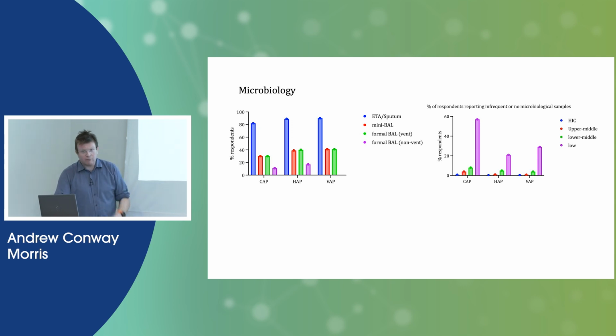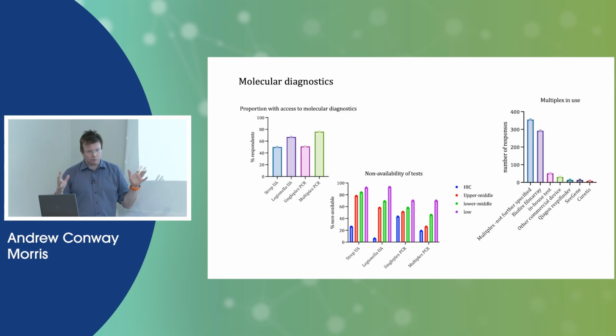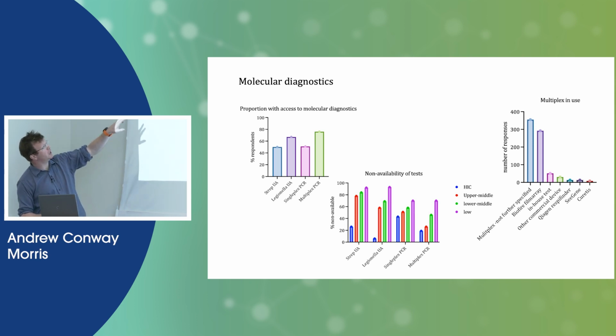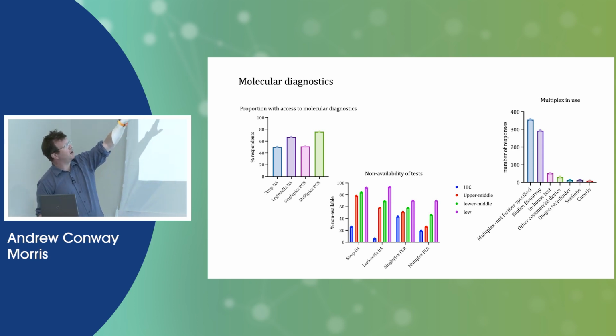If we have a look at molecular diagnostics that are used, and I've classified these reasonably broadly, this is a finding that actually surprised me. I didn't think it was going to be this prevalent, but you can see here, urinary antigens are reasonably commonly used, Legionella more than Streptococcus, singleplex PCR about half of them. Multiplex PCR is available to 80% of people responding, which seems really quite remarkable. And you think, okay, goodness me.